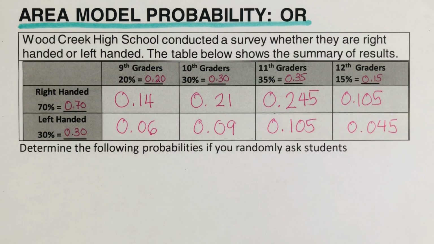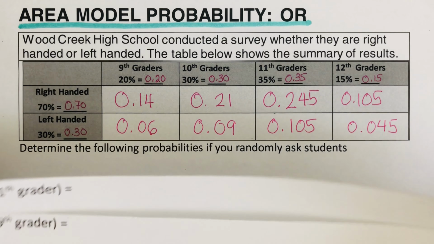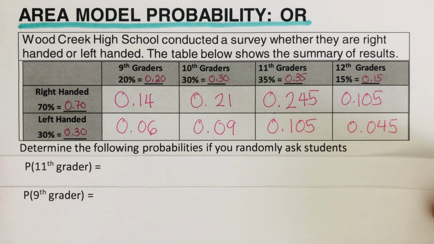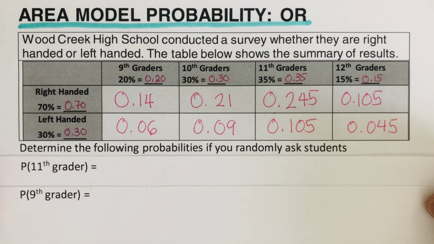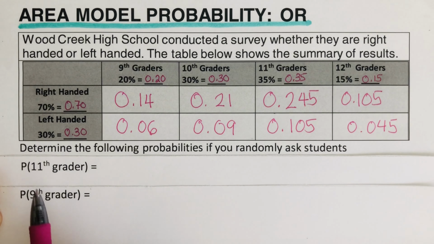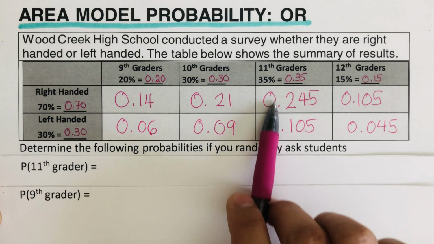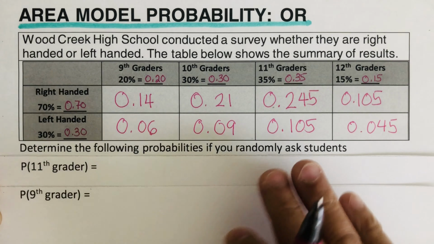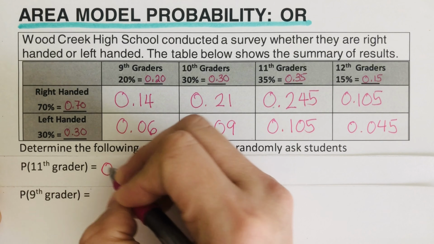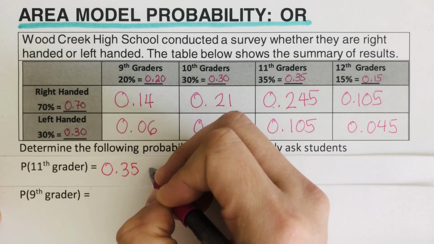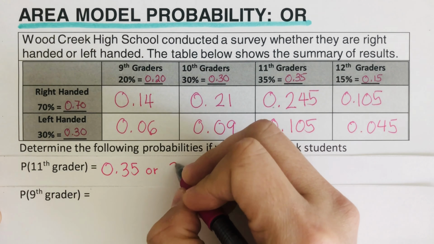So let's take this first example. Let's take these two right here. We're supposed to find the probability that if I go to this school and ask a random student, I can ask an 11th grader. To do that, I go to 11th grader here, and the total for this is 0.35, or in percentage, 35%.